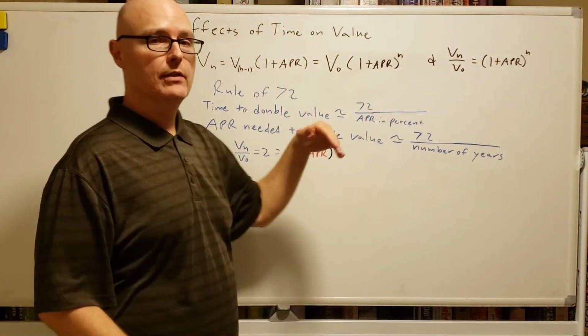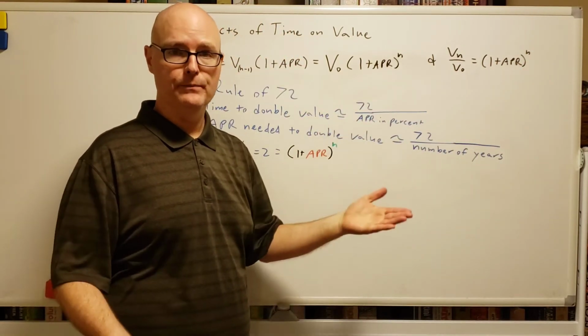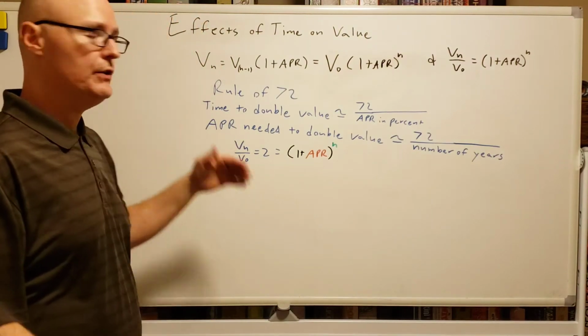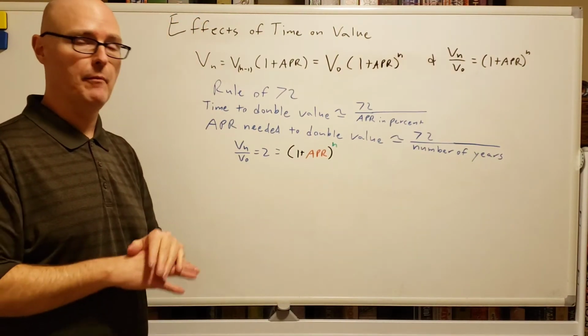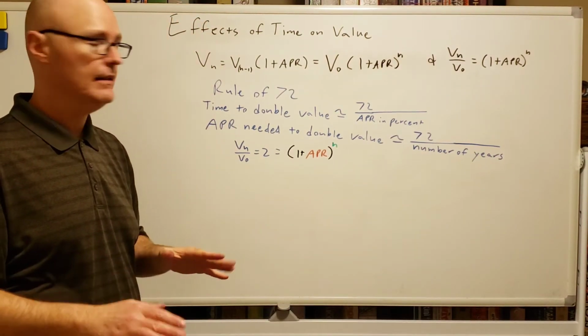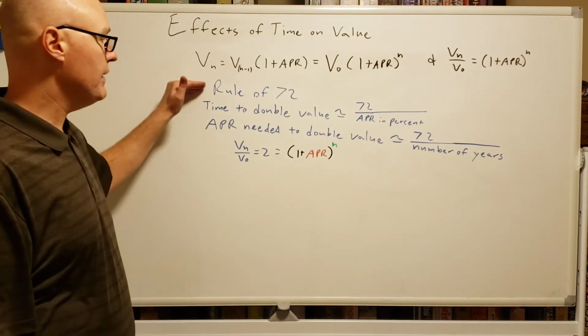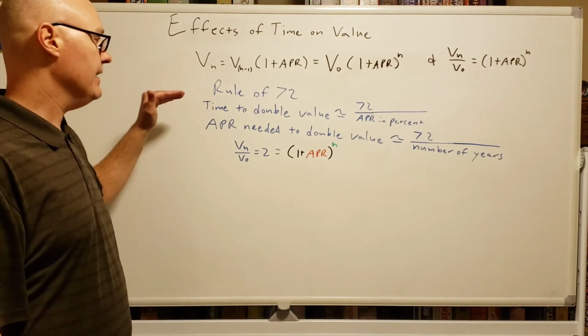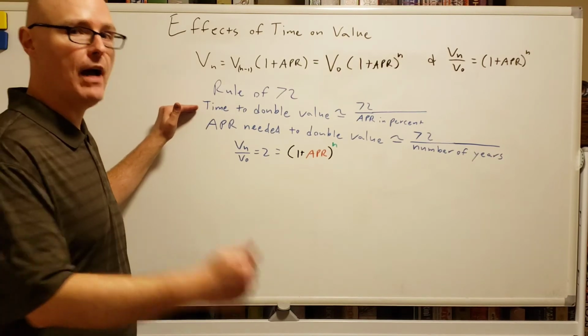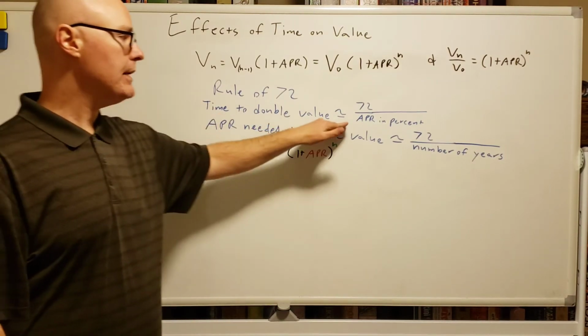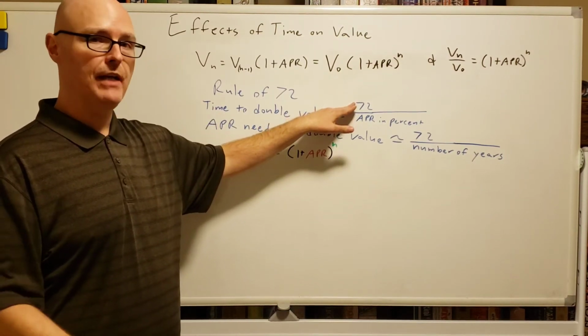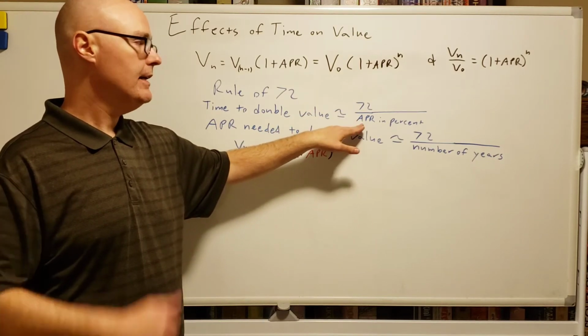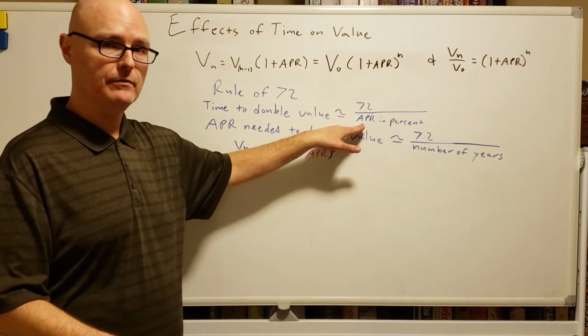So I want to introduce something called the rule of 72. The rule of 72 is a rule of thumb. It is an approximation, not exact. It says that the time to double the value is about equal to the number 72 divided by the APR in percentage.